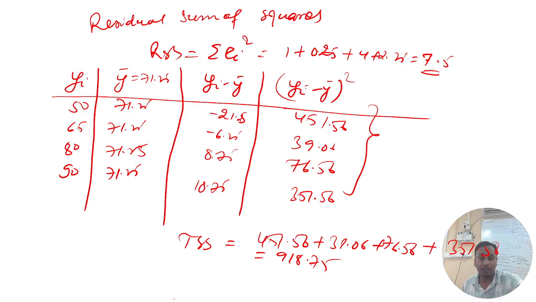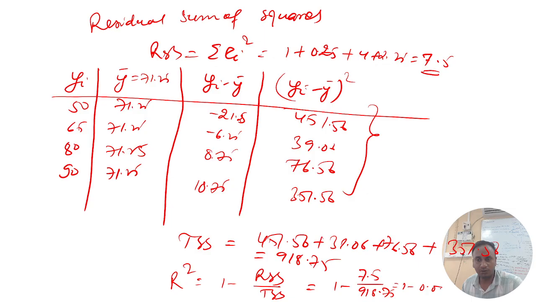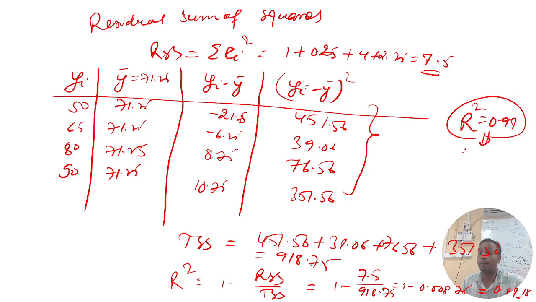So what is the formula for R square? 1 minus RSS upon TSS. 1 minus 7.5 upon 918.75. It came 0.00816, so the value is 0.9918. So R square is close to 1, so it's a best fit.